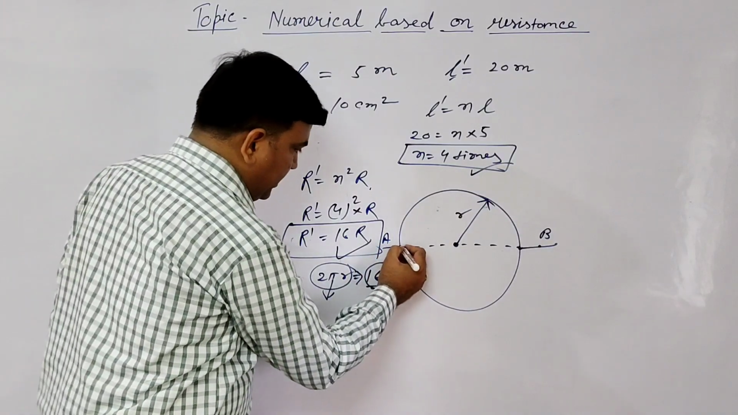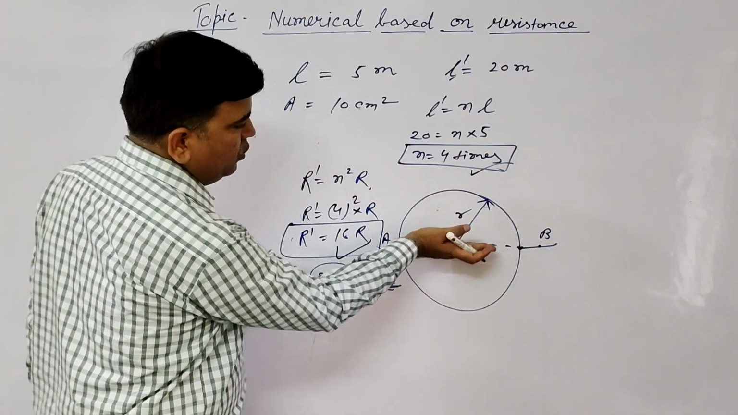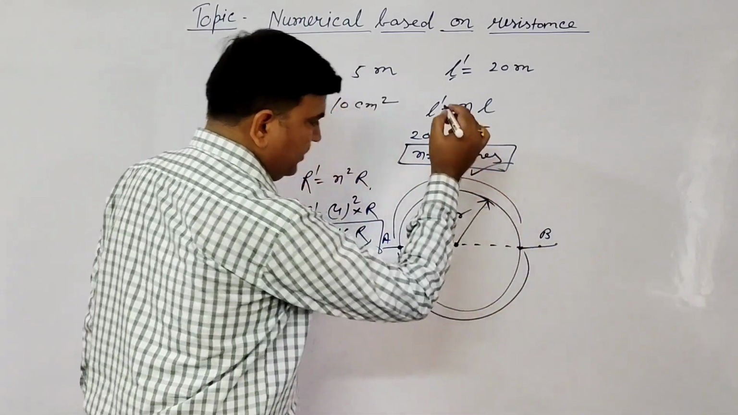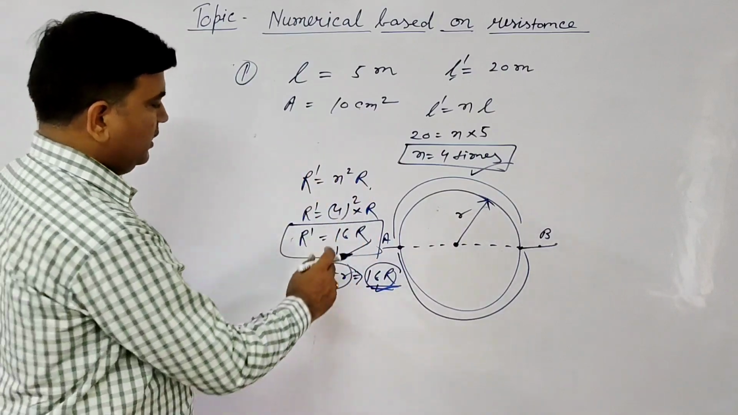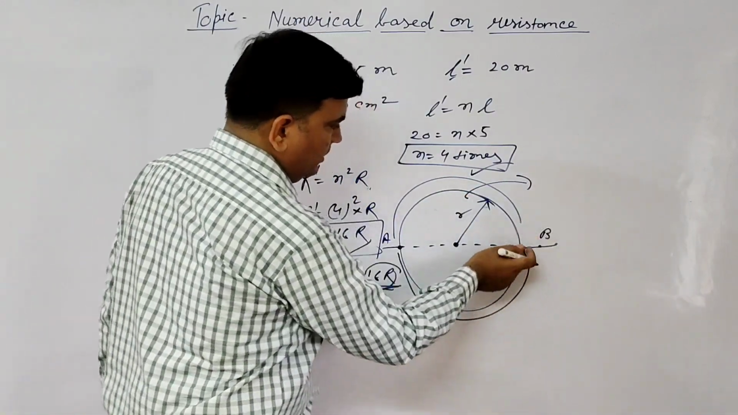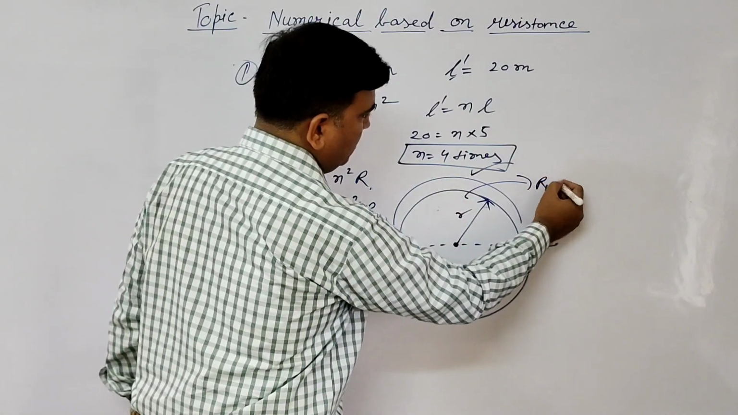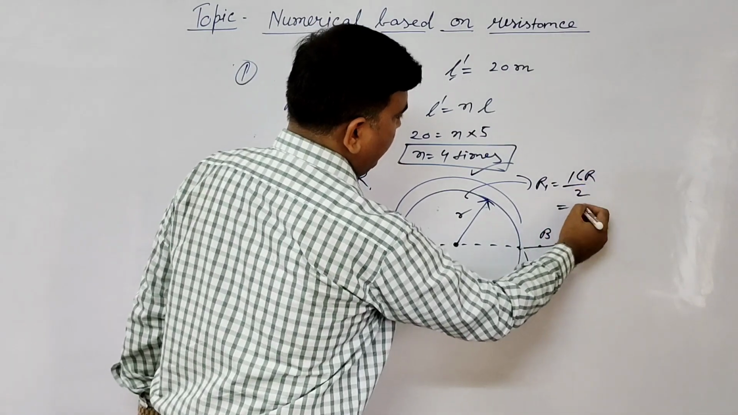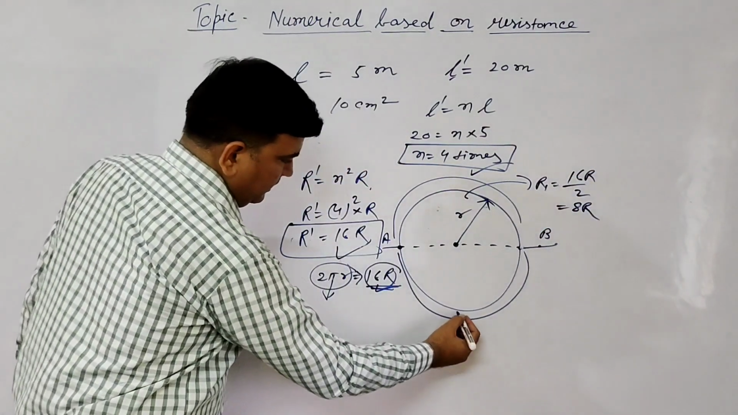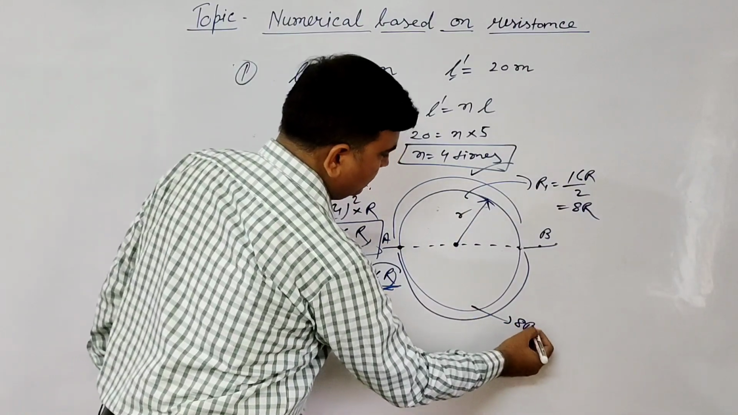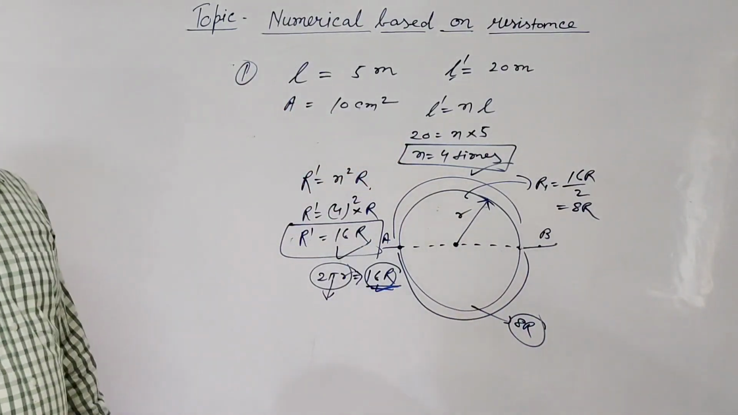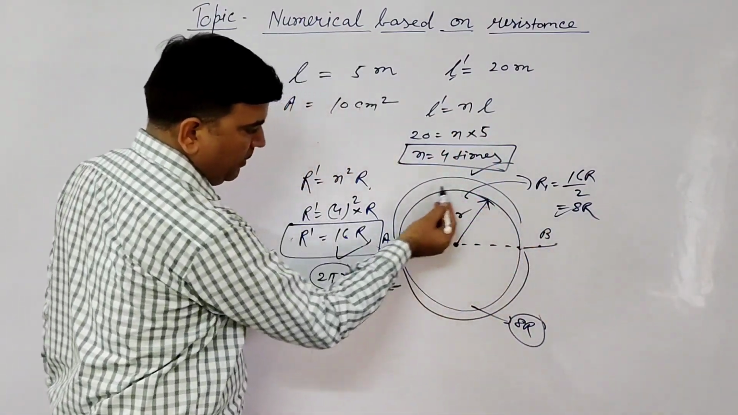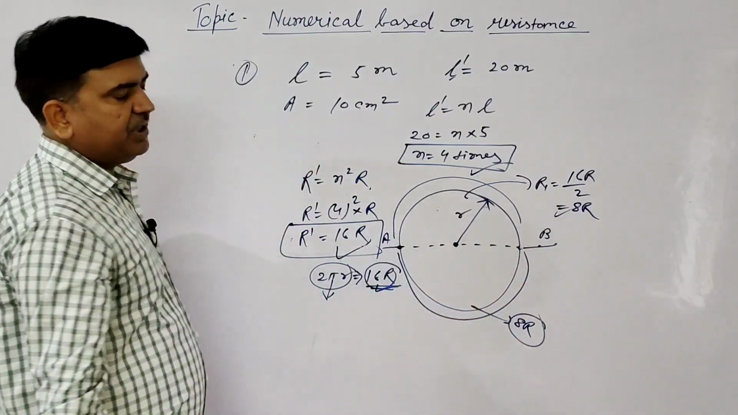So across the diameter, you see here the wire is divided into 2 equal parts. It is the upper part and it is the lower part. So each part of this circle has a resistance of half of 16R, that is 16R by 2, and it is 8R. And the resistance of the lower part is also 8R. So there are two resistances joined across the points A and B. One is the upper part 8R, and the lower part also has the same resistance 8R.